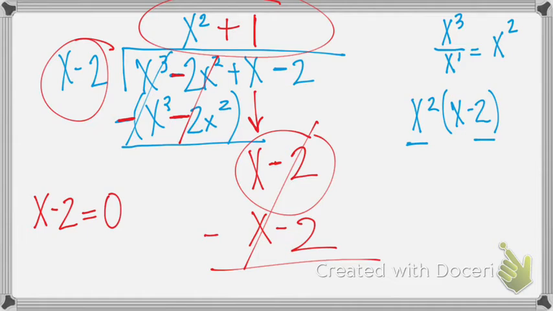How do I solve that? This right here. x minus 2 equals 0. How do I solve that for x? Add 2 to both sides. So one of my solutions is 2.